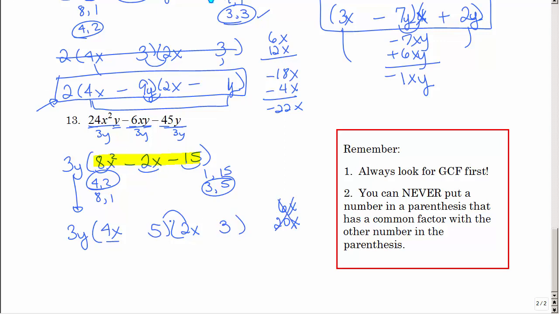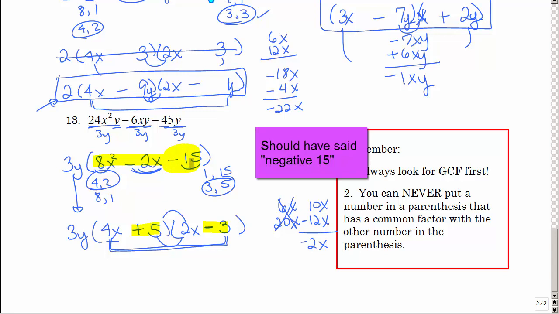Can I reverse those? That's 10x. That's 12x. What do I need in the middle? Negative 2. If I make the 12 negative, I would get negative 2x. So let's see, how did I get negative 12? I multiplied those together, so that needs to go minus. That needs to go plus. Positive 5 times negative 3 is negative 15. I haven't forgotten my GCF.